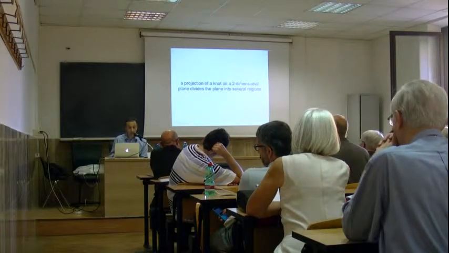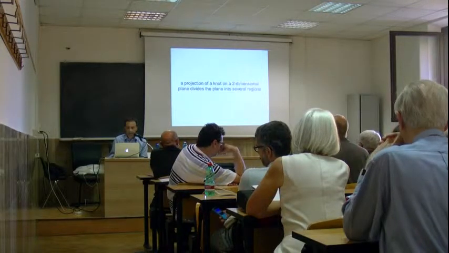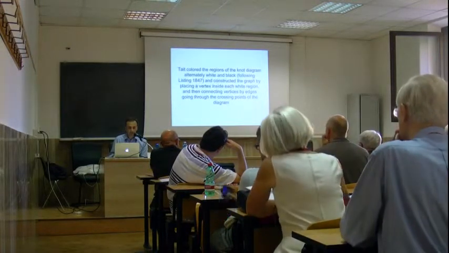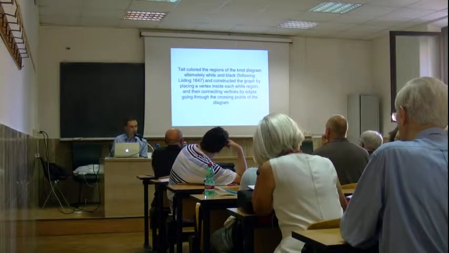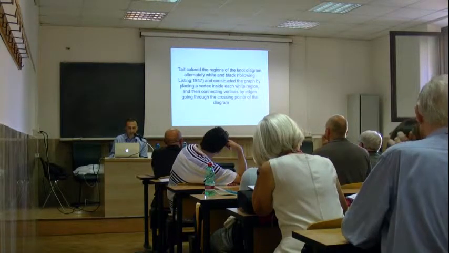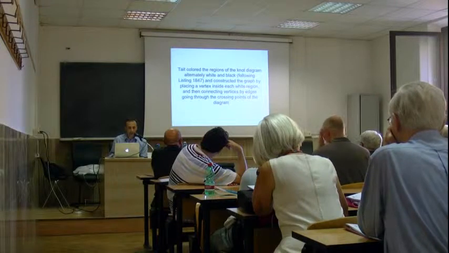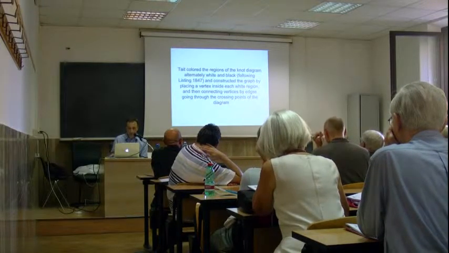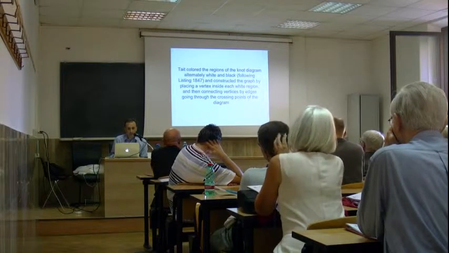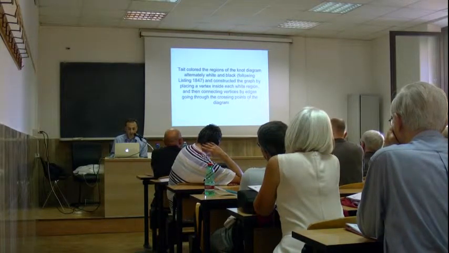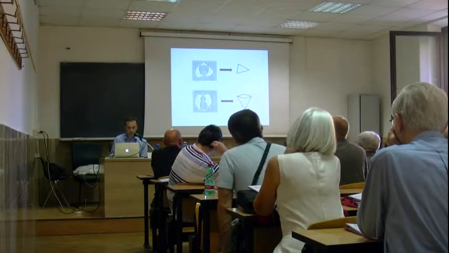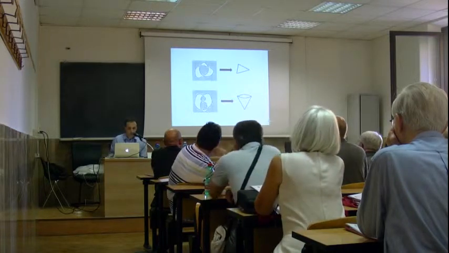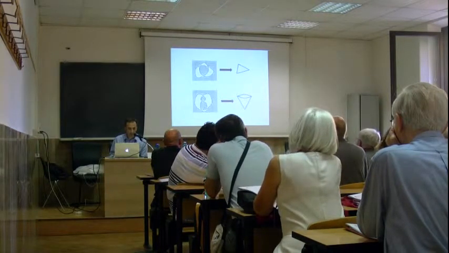he noted that a projection of a knot on a two-dimensional plane divides the plane into several regions. So he colored the regions of the knot diagrams alternately with white and black, following Listing, that's a technique of Listing, and constructed the graph by placing a vertex inside each white region, and then connected the vertices by edges going through the crossing points of the diagram. So that's the result of this process. So here is a knot on the left and the corresponding graph on the right.